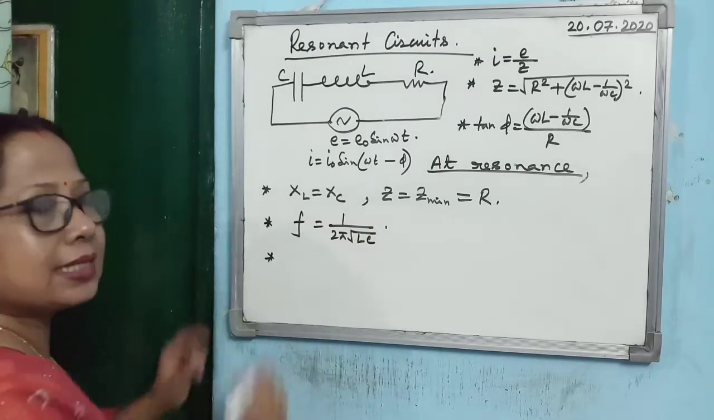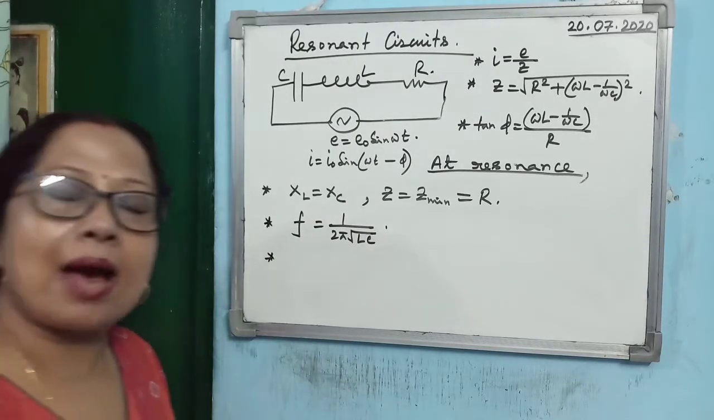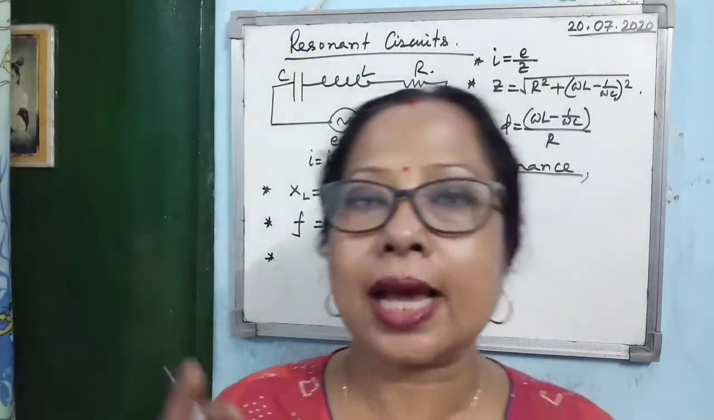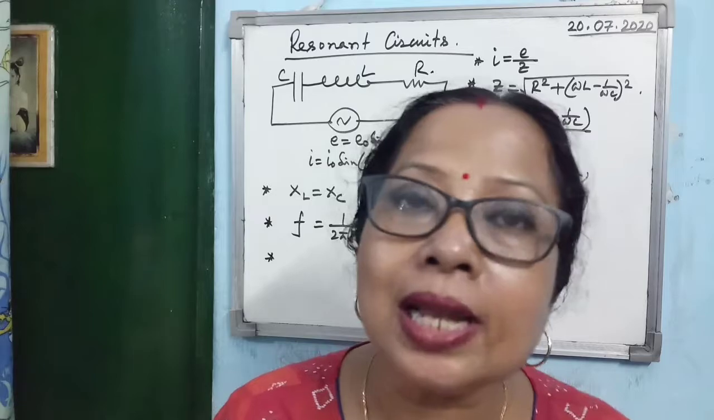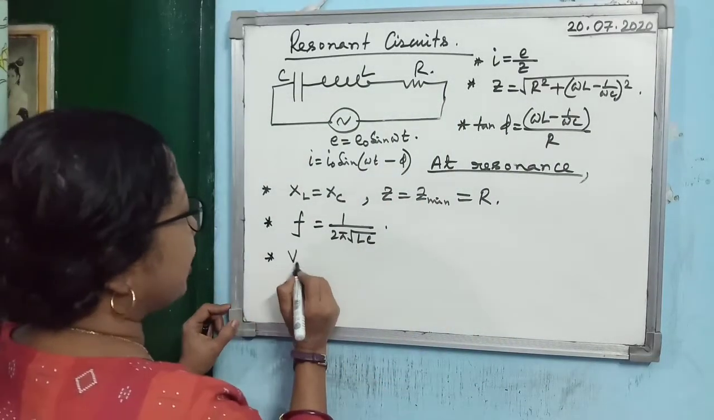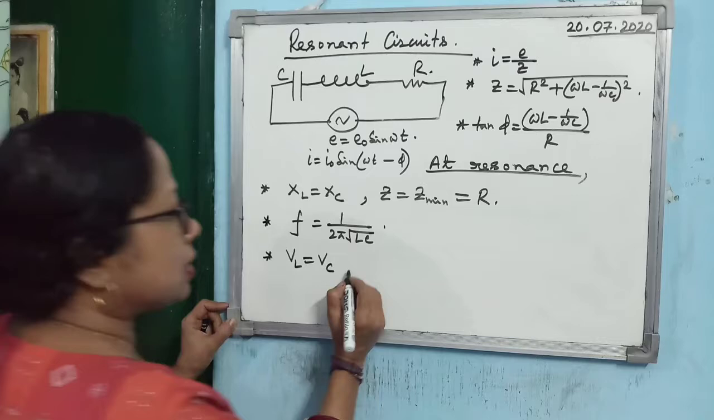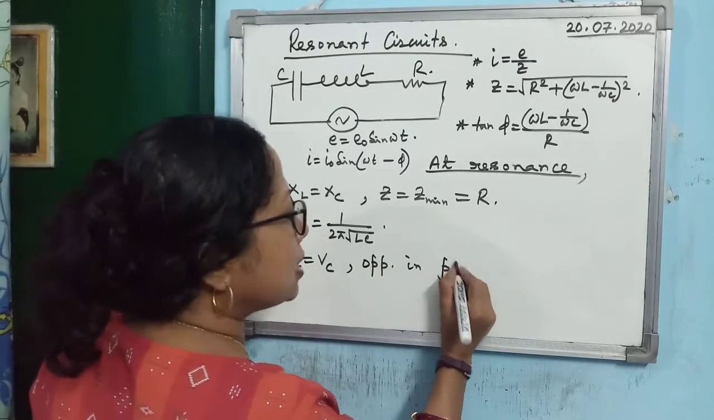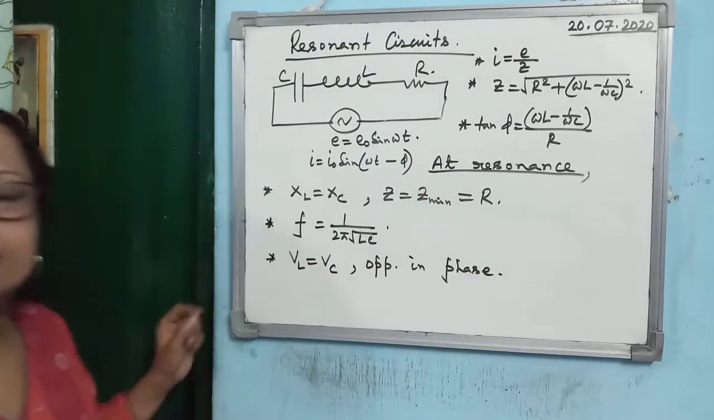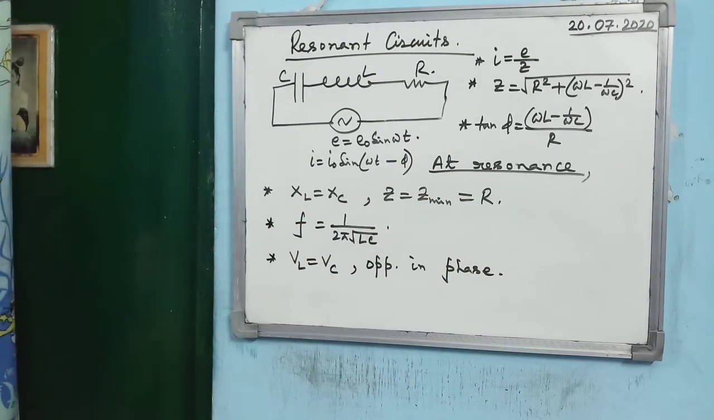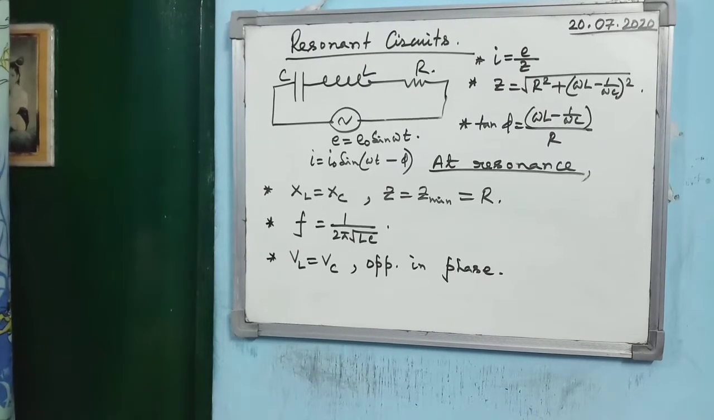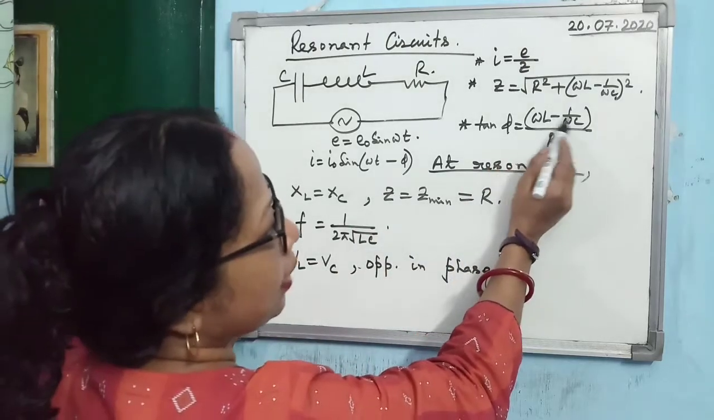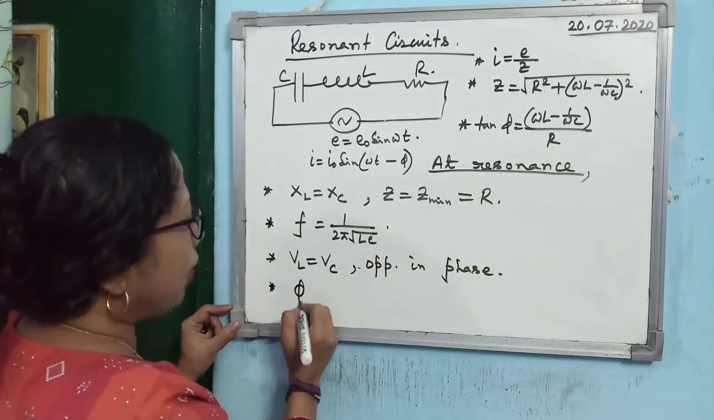And what are the other conditions? When XL and XC are equal, the voltage drop across the inductor and across the capacitor are equal in magnitude but opposite in direction. Meaning VL equals VC, equal in magnitude but opposite in phase. If VL is acting in the upward direction, then VC will be 180 degrees behind it. And when this happens, omega L minus 1 upon omega C is 0, so phi becomes 0.